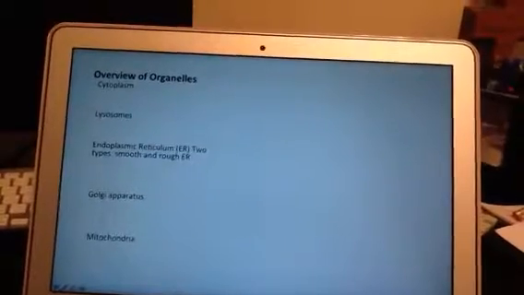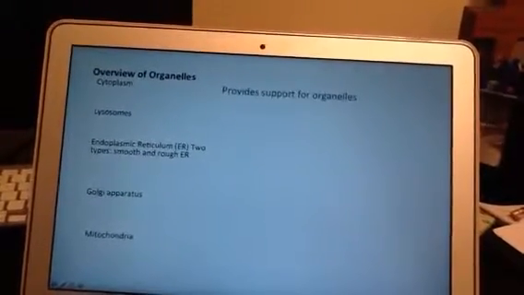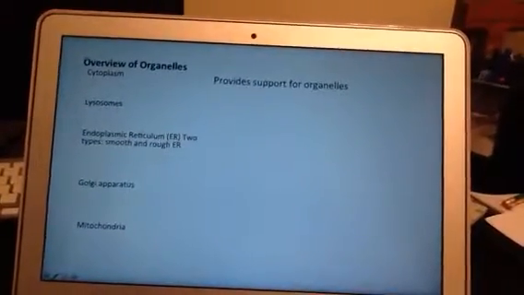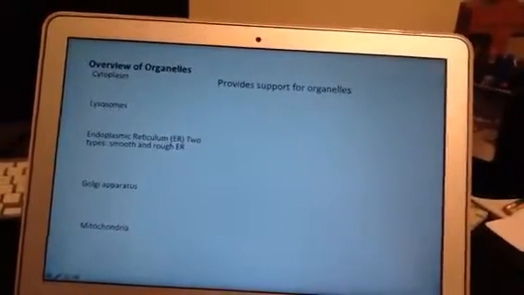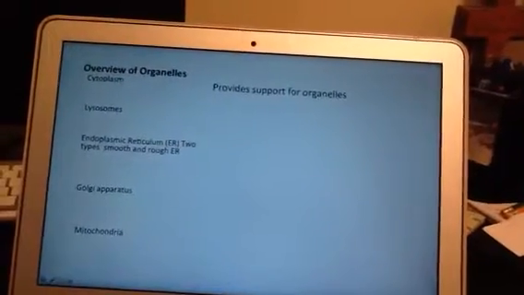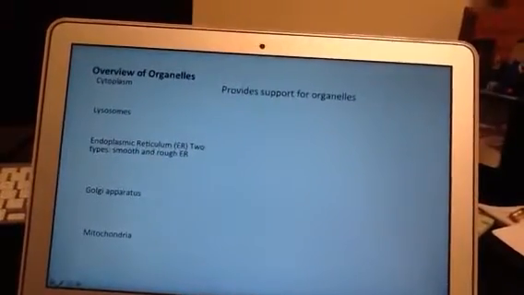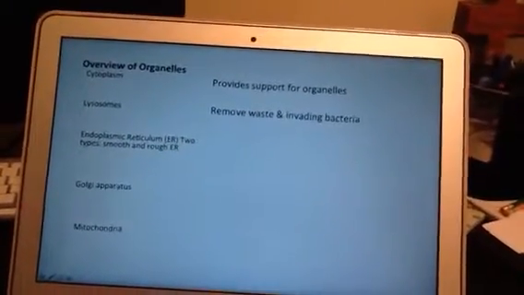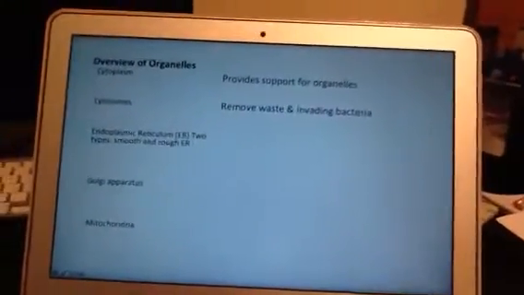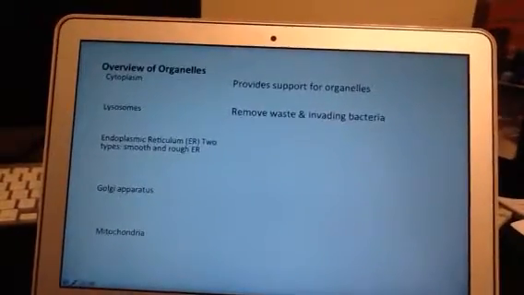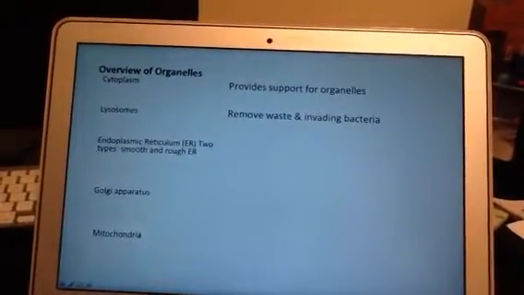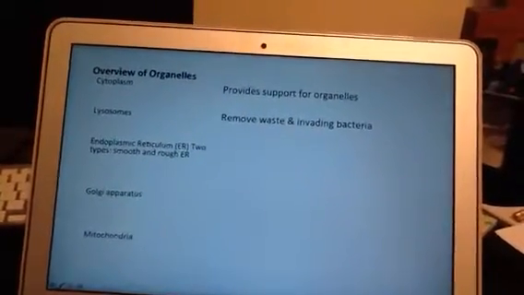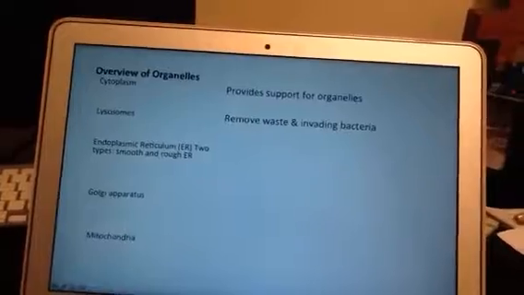Ribosomes make proteins. Cytoplasm provides support for the organelles. It is a thick, jelly-like fluid where the organelles are. Then we have the lysosome. Lysosomes remove waste and invading bacteria, for example. They remove dead white cells, dead red cells. So you can think of the lysosomes as the garbage men of the cell.